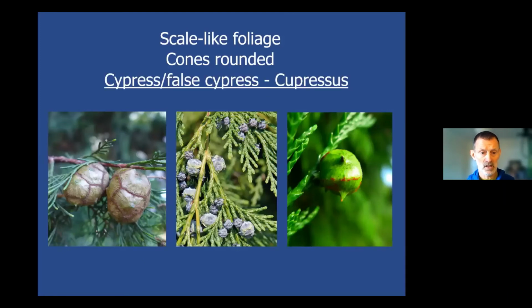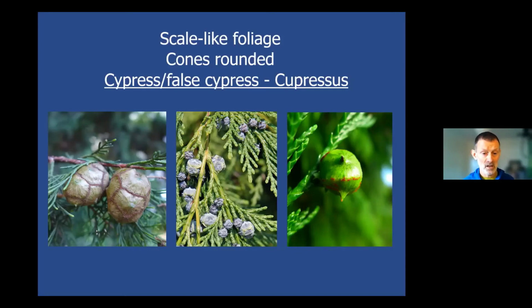Now, again, if we've got scale-like foliage and the cones are rounded, you are looking at a cypress or a false cypress, which, as I say, they've now all been bundled into the same genus of Cupressus. But looking at the cones, how big are they? Are they more than 1 centimetre across, or are they less? And that's quite a good dividing boundary.